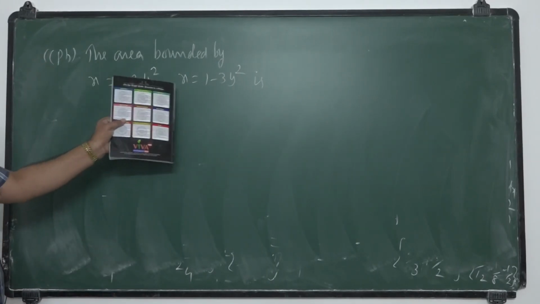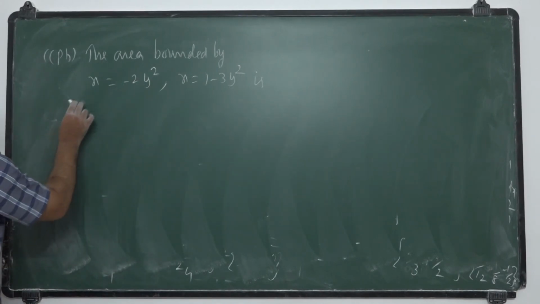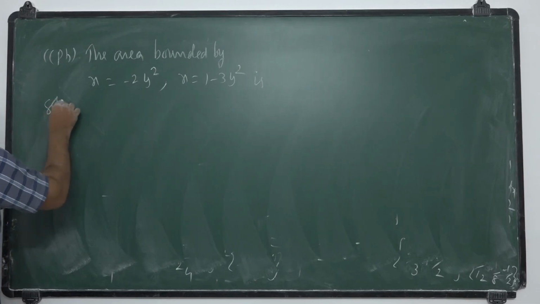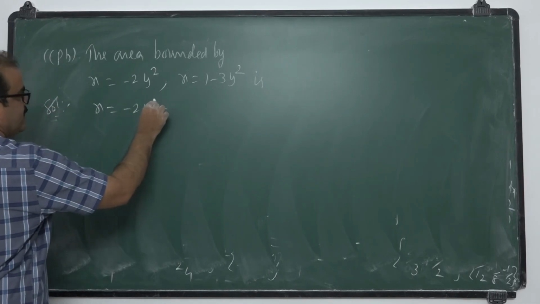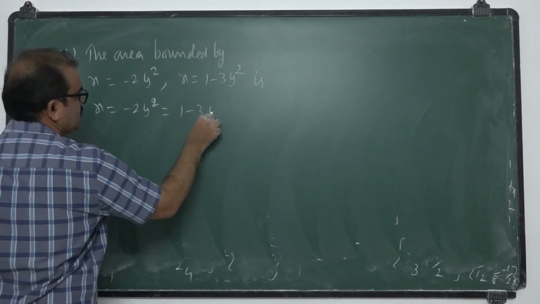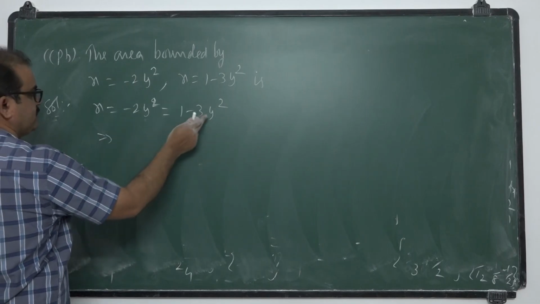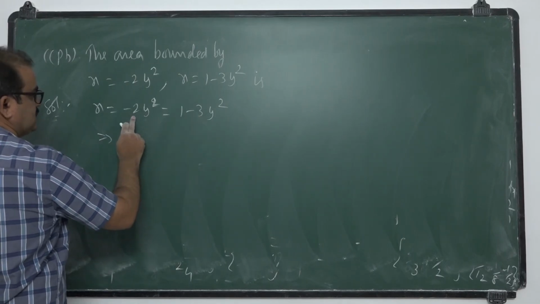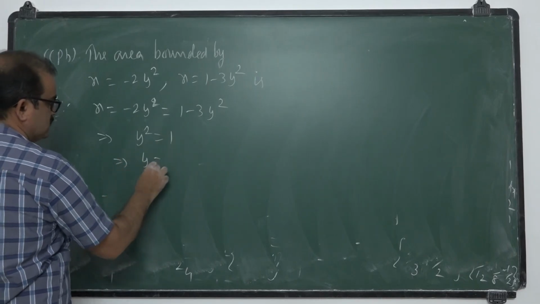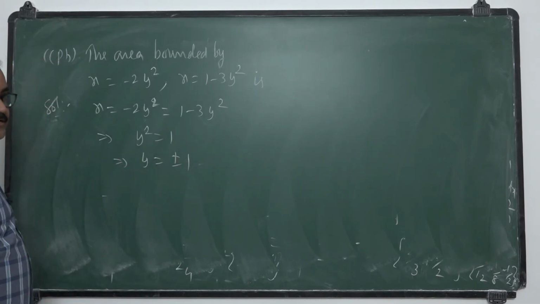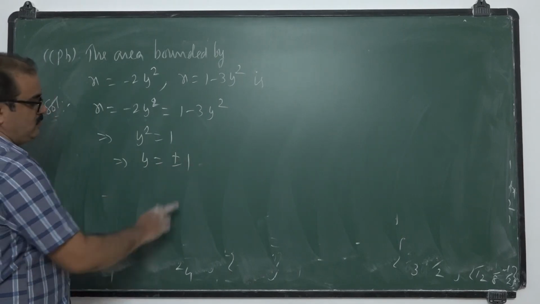Now solving these two curves and find the point of intersection. Both are equal to x. x is equal to minus 2y square, and x is equal to 1 minus 3y square. Equating these two, what we get? Minus 3y square minus 2y square. Y square is equal to 1. So y is equal to plus or minus 1. The limits of y are minus 1 to plus 1.